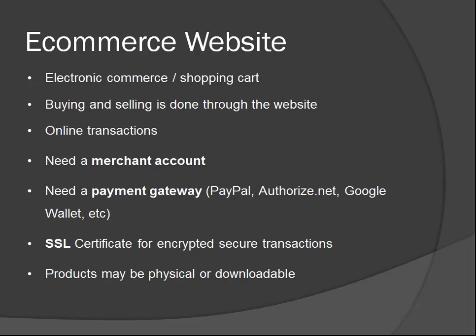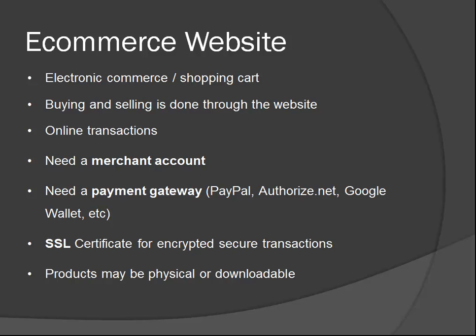E-commerce websites. E-commerce stands for electronic commerce, basically a shopping cart. eBay is a type of e-commerce website. What else? Amazon. Amazon's obviously the largest e-commerce website. All buying and selling is done through the website. That could be a store selling, or it could be users that sign up and sell their stuff, like eBay. There are usually online transactions, whether through PayPal or something else, and a merchant account is needed to be able to take credit cards, and also a payment gateway. Some common payment gateways are PayPal, Authorize.net, Google Wallet, and there's a whole bunch of them.